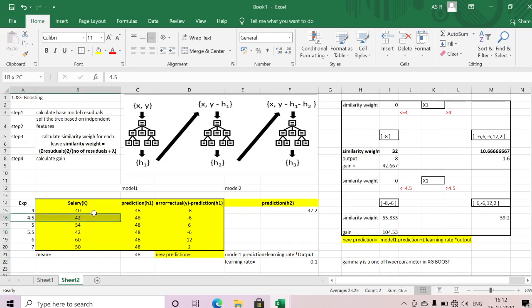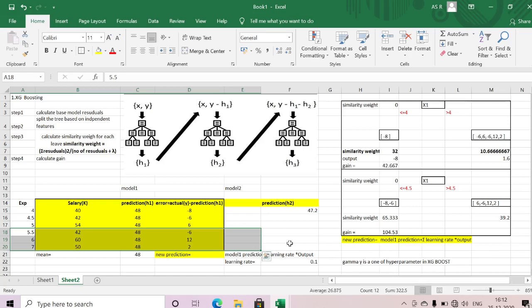This is a better split. In a similar way we need to go further. For example, I can select a threshold of 5, so that these 3 records go to the left-hand side and these 3 records go to the right. Similarly we can calculate the gain, and if it is better than the 4.5 threshold, then we take that split as our reference. This is the way we split our tree as per our independent feature.